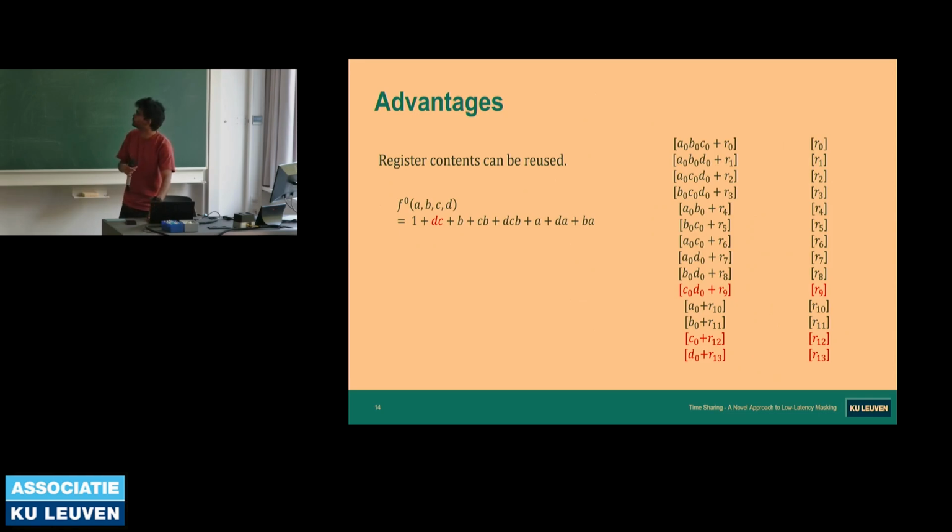this approach? First thing is that the value stored in the registers can be reused. So let's say if I look at one equation at a time, if I want to compute, let's say DC, then I use those 3 which are marked in red. And then if I want to now compute CB, then I use a different 3. And then for DCB, I use 7 of those registered values.